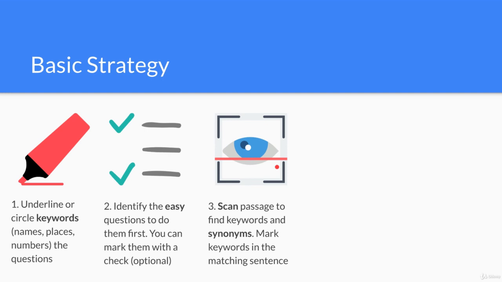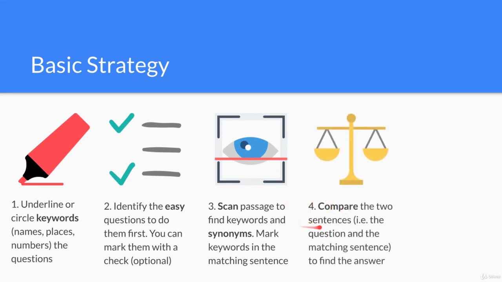But this is where it changes. At step number 4, once we have used the keywords and we have identified the matching sentence in the reading passage, at that point, we have our matching sentence from the reading passage, and we also have our sentence from the question. So at this point, all you have to do is simply compare these two sentences, the sentence from the question and the matching sentence. Compare them and see if the information agrees with each other, disagrees with each other, or is it not given.